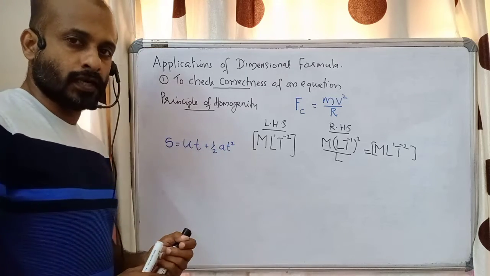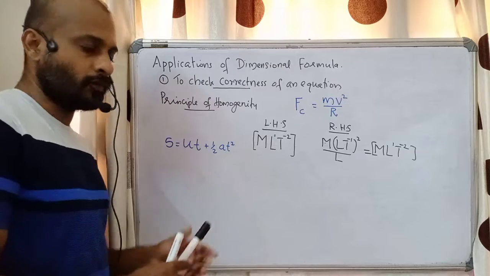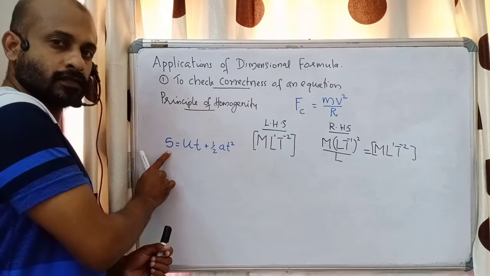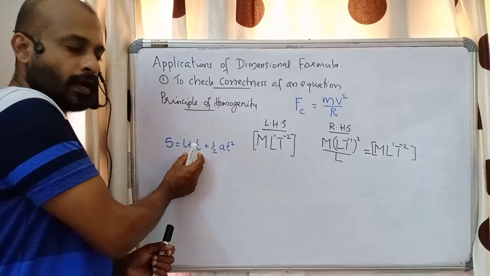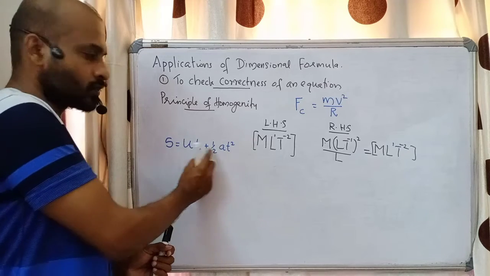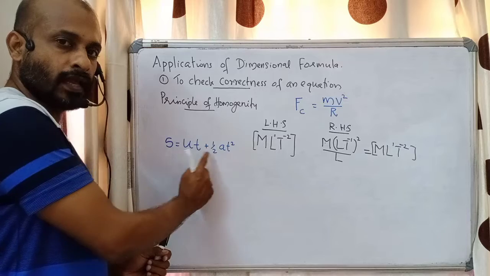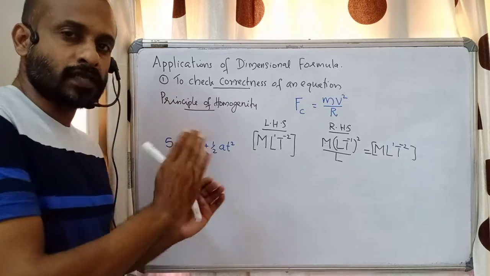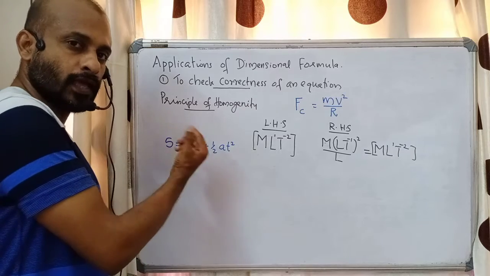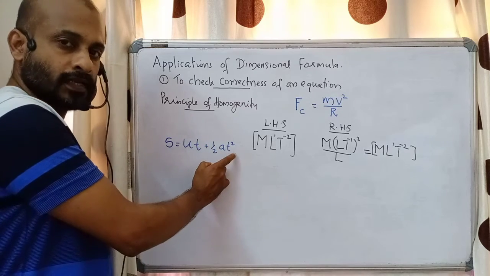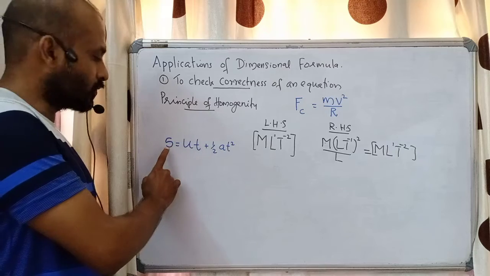According to the principle of homogeneity, this equation is correct only if the dimension formula of s is equal to the dimension formula of ut and the dimension formula of half at square. So these should have the same dimension formula. We can add terms only if they have the same dimension formula. So the dimension formula of ut should be equal to the dimension formula of half at square. It should be equal to the dimension formula of s.